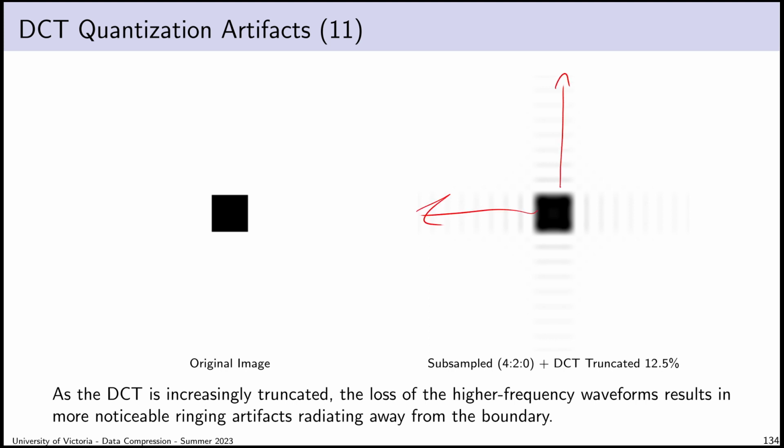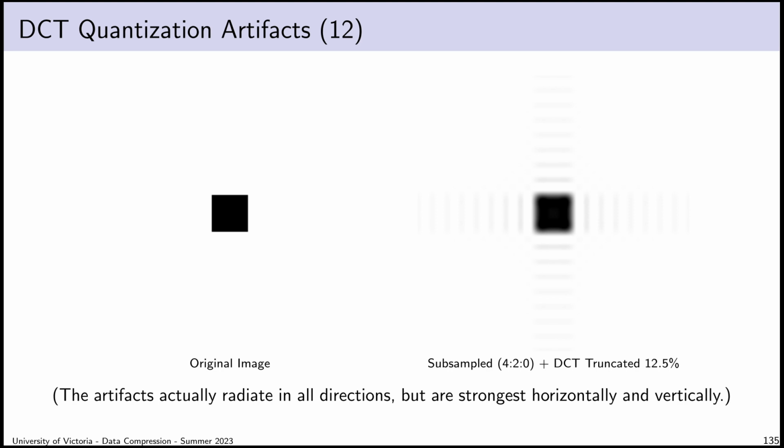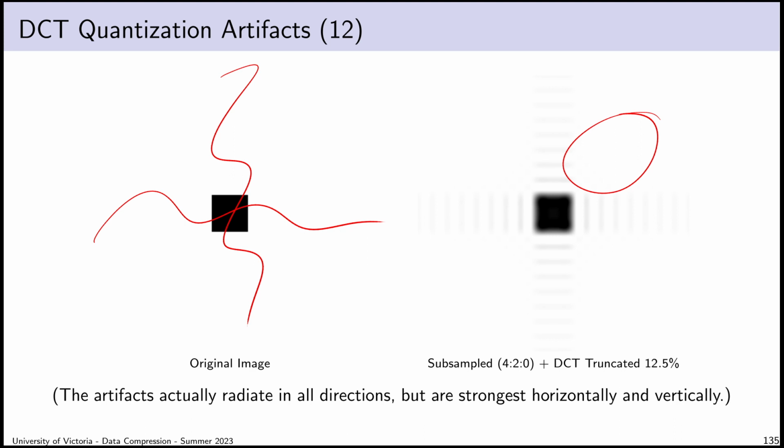They radiate further away. The artifacts actually do radiate in all directions, but because the waveforms I'm using are aligned horizontally and vertically, and because there's a certain amount of cancellation happening out here, you tend to observe them more radiating directly away from the edge. In a sense, the direction that they radiate is sort of the normal vector of the edge away from which they are radiating. So here's the image.